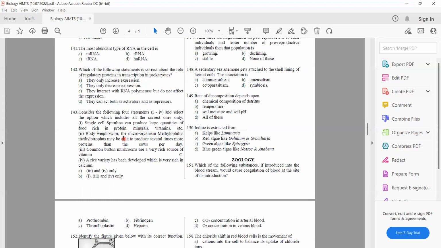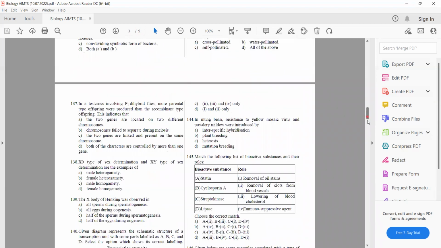Third statement, common button mushrooms are a very rich source of vitamin C. No, they are not rich in vitamin C. And a rice variety has been developed which is very rich in calcium. No, they are rich in iron content, right? So only two statements are right. 1 and 2 are right.